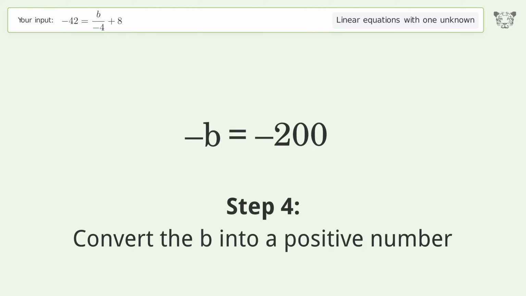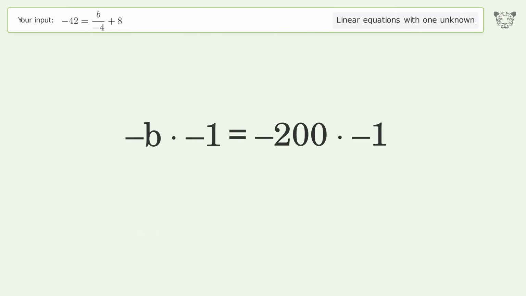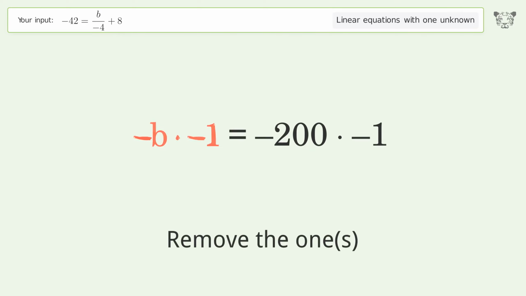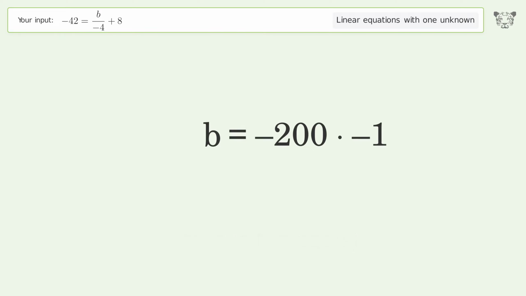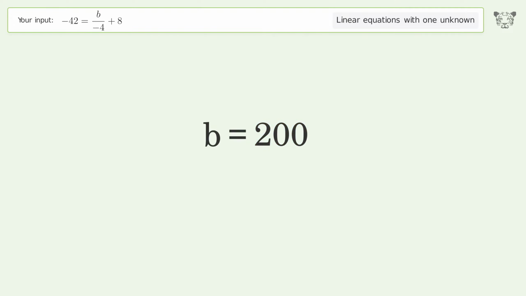Convert the b into a positive number. Multiply both sides by -1. Remove the ones. Simplify the arithmetic. And so the final result is b equals 200.